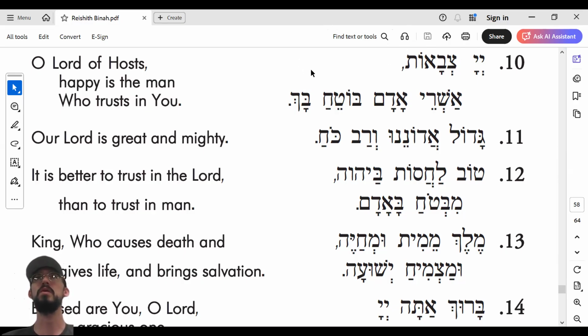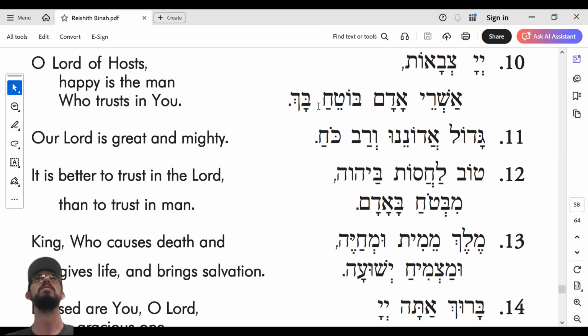Hosts could be Lord of Armies. And the word Tzava. Maybe you've heard of the acronym for the IDF, Tzva Haganah Israel. Tzava is the word for army, right? It's used in interesting contexts, sometimes referring to some sort of a military context, like a battle or warfare context.